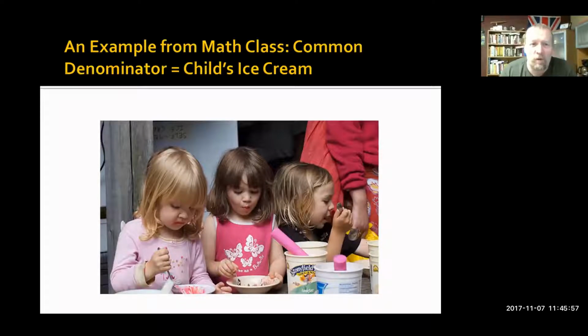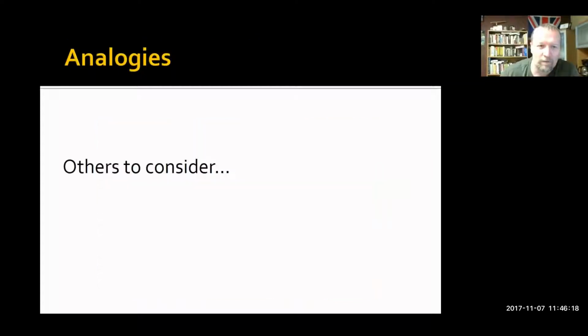I really like this one as well. This is from a math classroom, a teacher trying to explain the idea that a common denominator has to be the same. And her example was, you get 3 little kids and give them each a scoop of ice cream, and if they're not exactly the same size, you watch the chaos that ensues. So that was her example there. It's like giving your kids ice cream. They've got to be exactly the same size or it's not going to work.